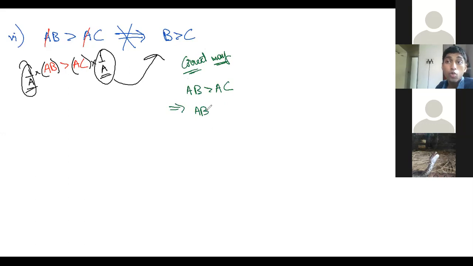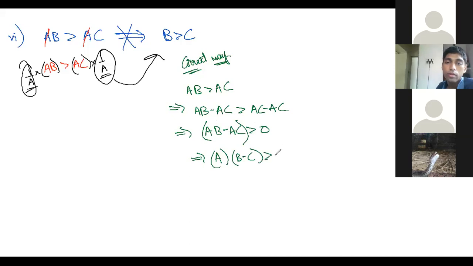see, if you remember note 1, note 2, there is no problem with subtraction. You can add or subtract very freely. So we are just going to subtract AC on both sides. Can I subtract AC on both sides? Yes, sir. So then this inequality reduces to this form. And AB minus AC can always be written as A into B minus C greater than 0. Right, for this there is no problem.